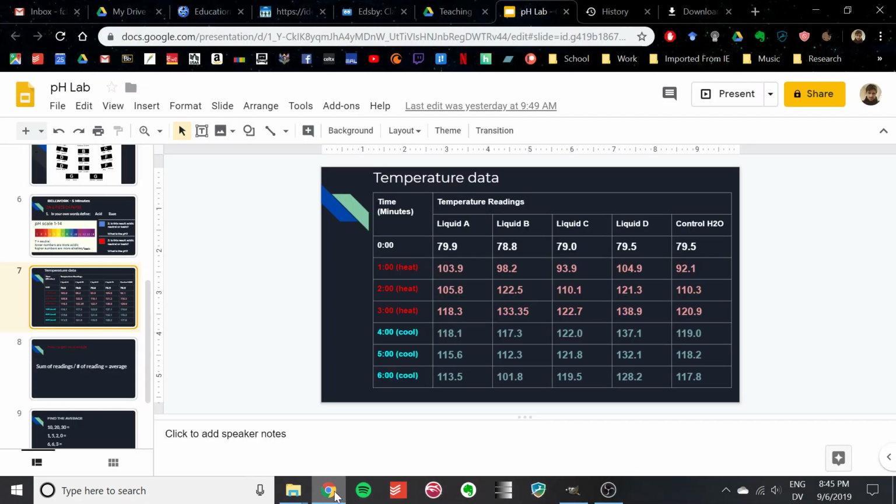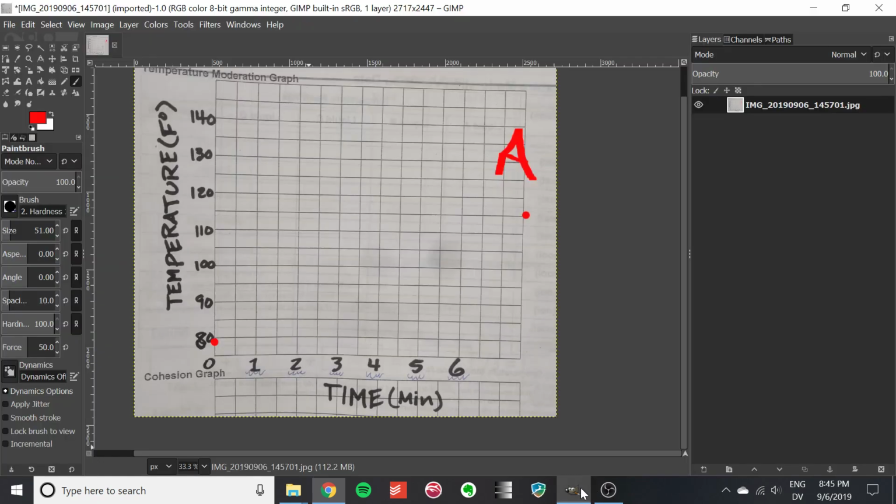Then we go back to our data and say, all right, liquid A, minute 1. What was the heat? 103. Go to our first minute, because we just looked at minute 1, and our heat was 103. So 80, 85, 90, 95, 100, 105. So it's going to be somewhere in here. 103 is going to be right up at here. And we put our dot right on the line, because this is the time that we measured it. We measured it at 1 minute, not at half a minute, not at a minute and a half. We measured it exactly at 1 minute, so it's got to be this line.